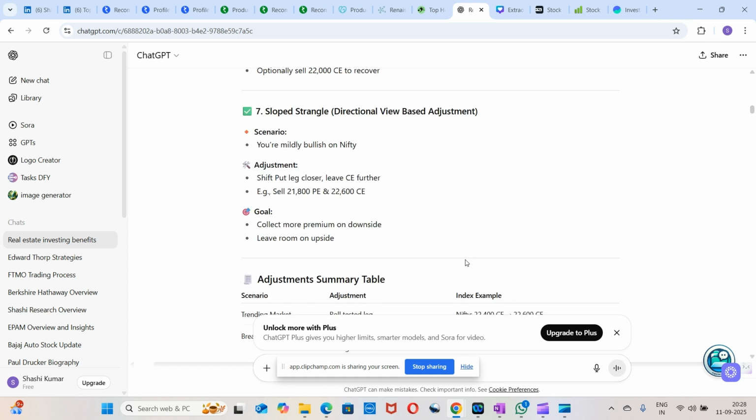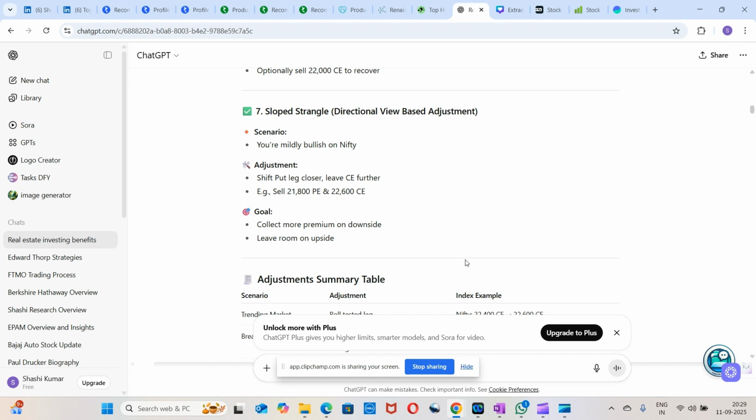Then we have the sloped strangle, a directional view based adjustment. So this is a directional strangle. If you're mildly bullish or mildly bearish on Nifty, then you could put a bullish or a bearish strangle instead of a range bound 400 points. Whatever view you have, like a mildly bullish view, you shift the put closer and leave the CE further.